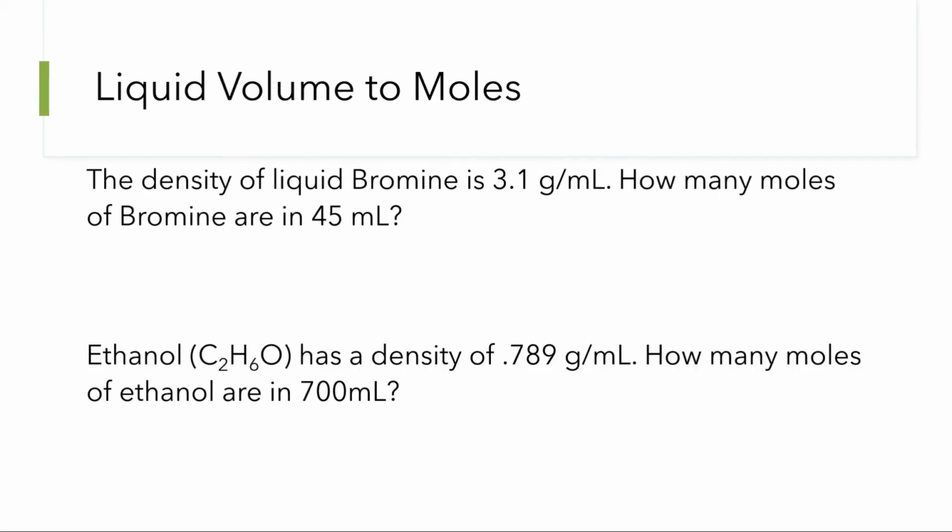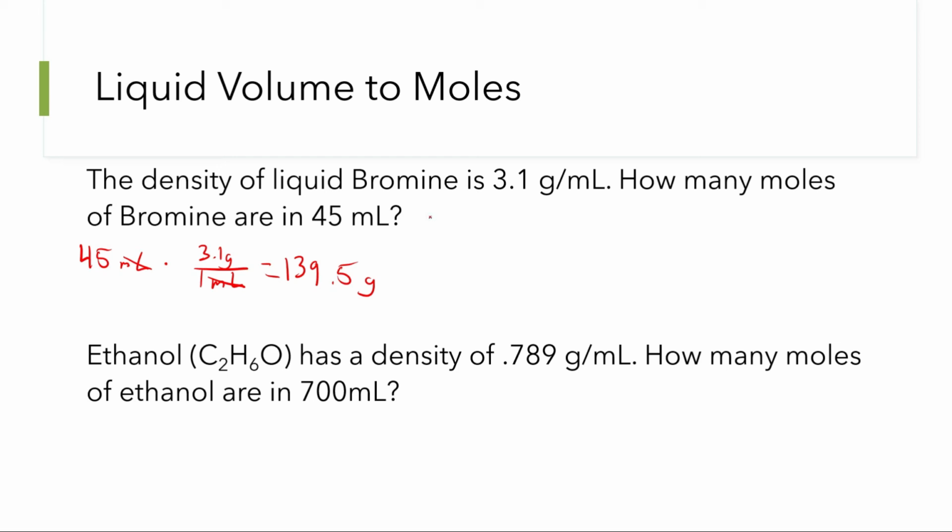All right. So this first problem asks us, the density of liquid bromine is 3.1 grams per milliliter. How many moles of bromine are in 45 milliliters? So we start the same way we did last time. We have 45 milliliters, and we want to convert that to grams. So we multiply by 3.1 grams per milliliter. Milliliters will cancel, and that'll leave us with 139.5 grams.